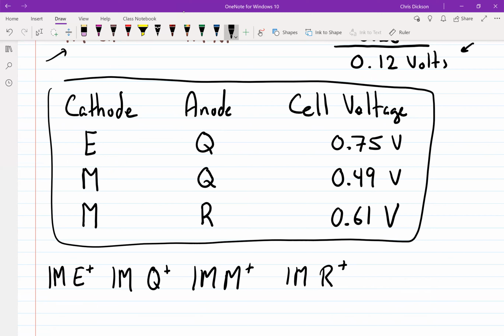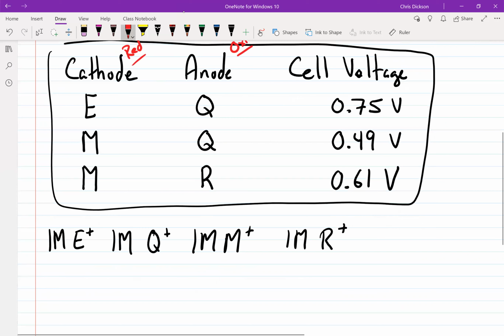So what we have to understand here is what would be the reduction chemical and what would be the oxidation chemical. So once again, an ox, a red cat. That would be reduction at the cathode. So I know that this is where reduction is going to happen, and this is where oxidation is going to happen. So now I'm going to try to write these half cells in a random order and see if I can make sense of the data table here.